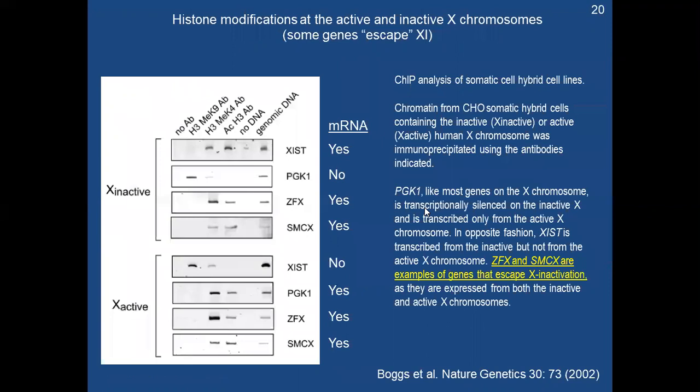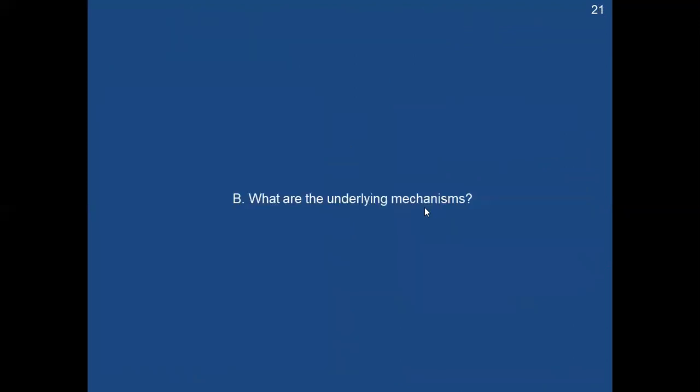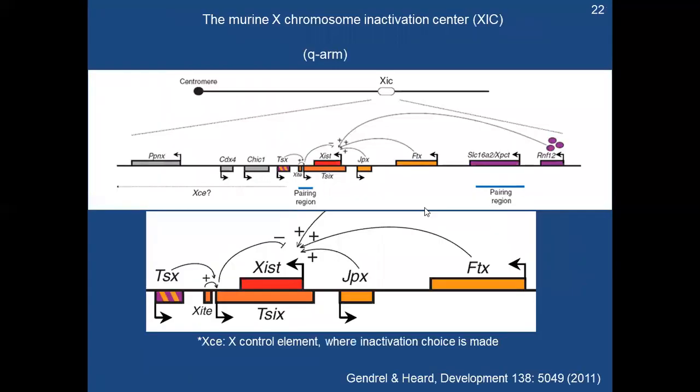All right. So I think I'm going to skip this. There are some genes that escape chromosome X inactivation, and this is what the evidence for that is, but I'm going to skip this because we don't have enough time. So what is the underlying mechanism that inactivates the X chromosome?